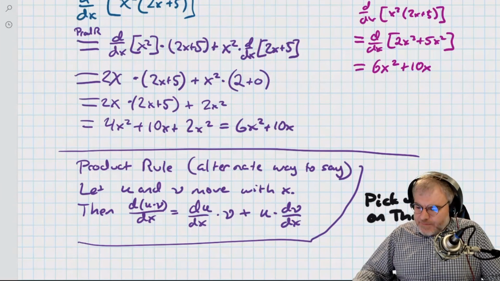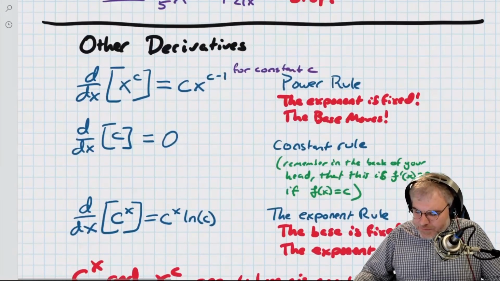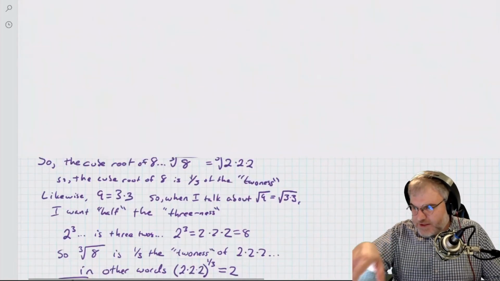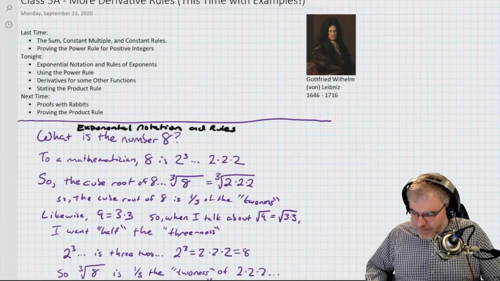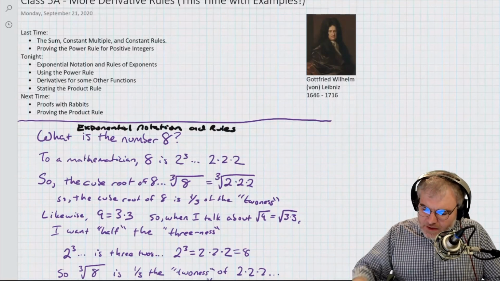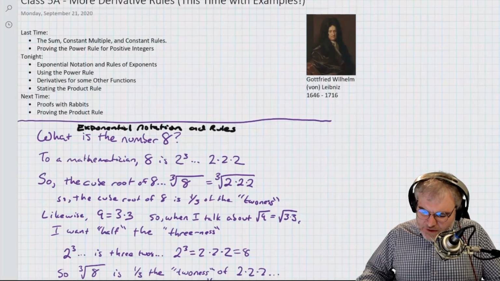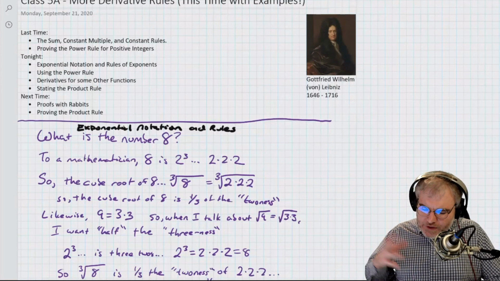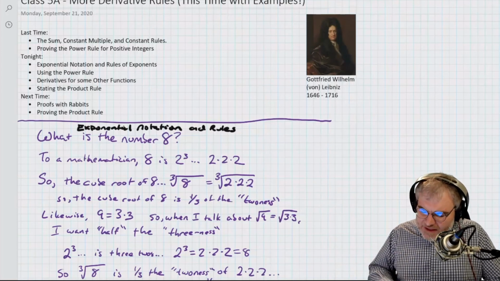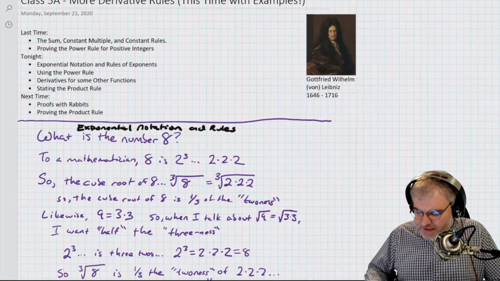So, tonight, besides me making a bunch of little algebra mistakes, which I do when I'm trying to do 8 things at once, like watch the chat, and play on the thing and talk about it at the same time instead of just do it. Tonight, we talked about the exponential notation, rules of exponents. We talked about using the power rule and derivatives from some other functions. And then we stated the product rule in 2 different ways, and we even did an example.